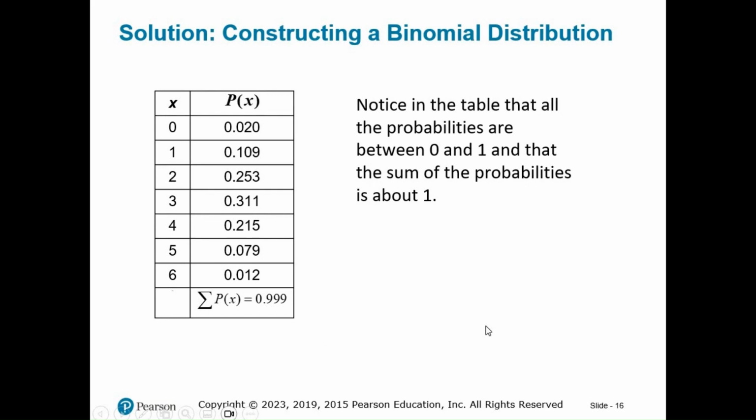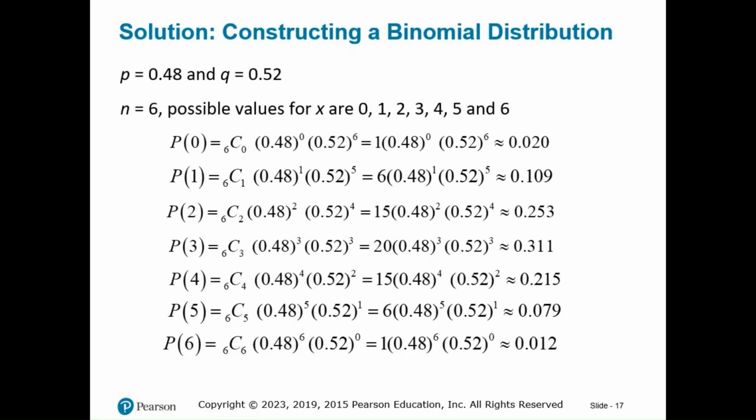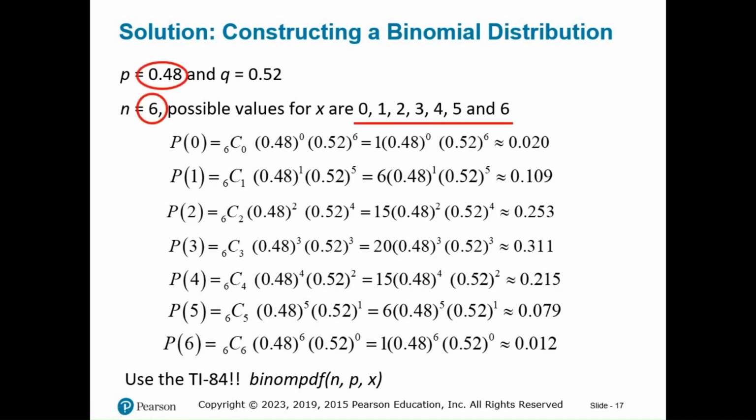Okay, so here's all the work we would have done to create this table. What if I told you there was a simpler way to do all of this? Of course you'd be thrilled, right? I certainly would. From here on out, we're going to use what's called the binomial probability density function on your calculator, or binomPDF. The values that it needs are the value of n, p, and the various values of x.